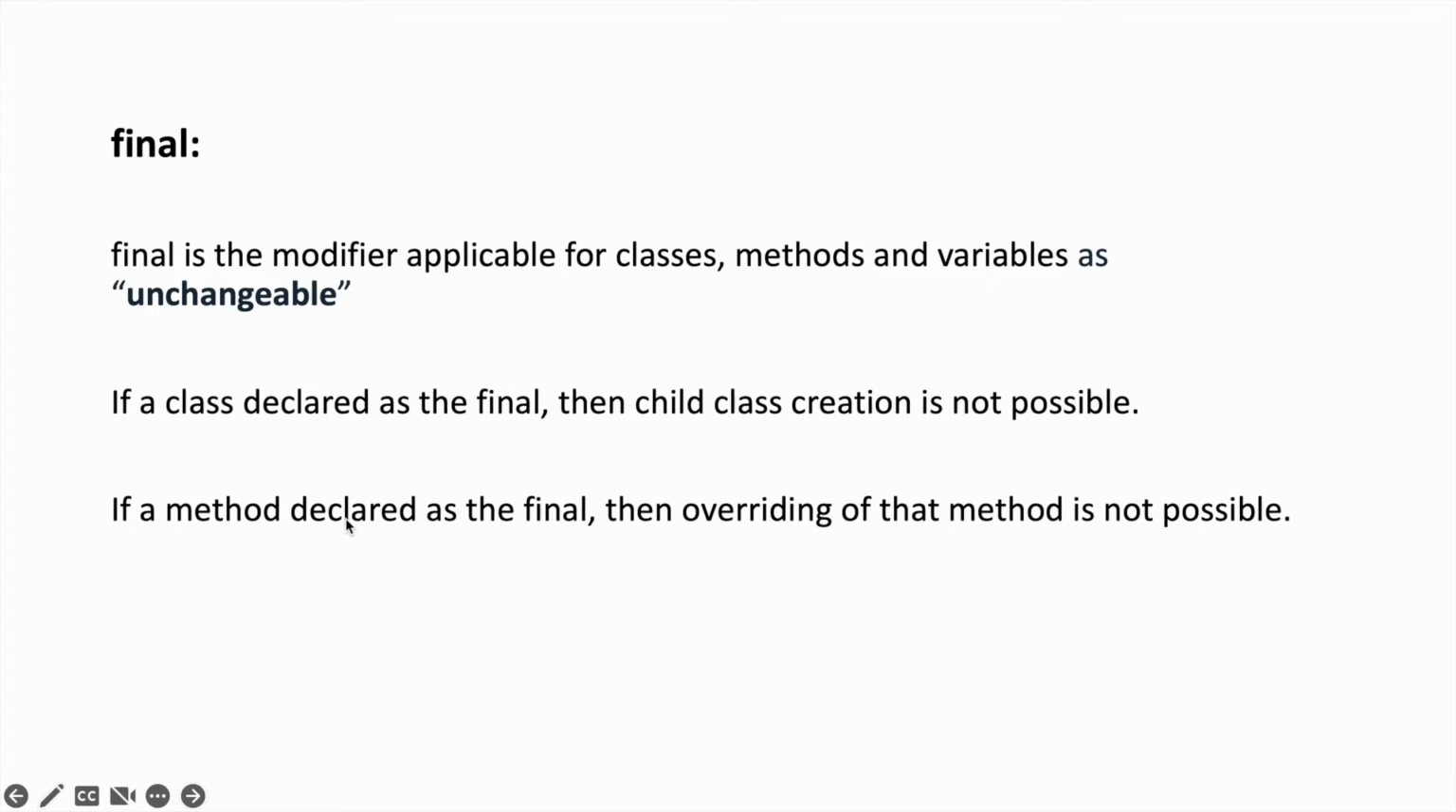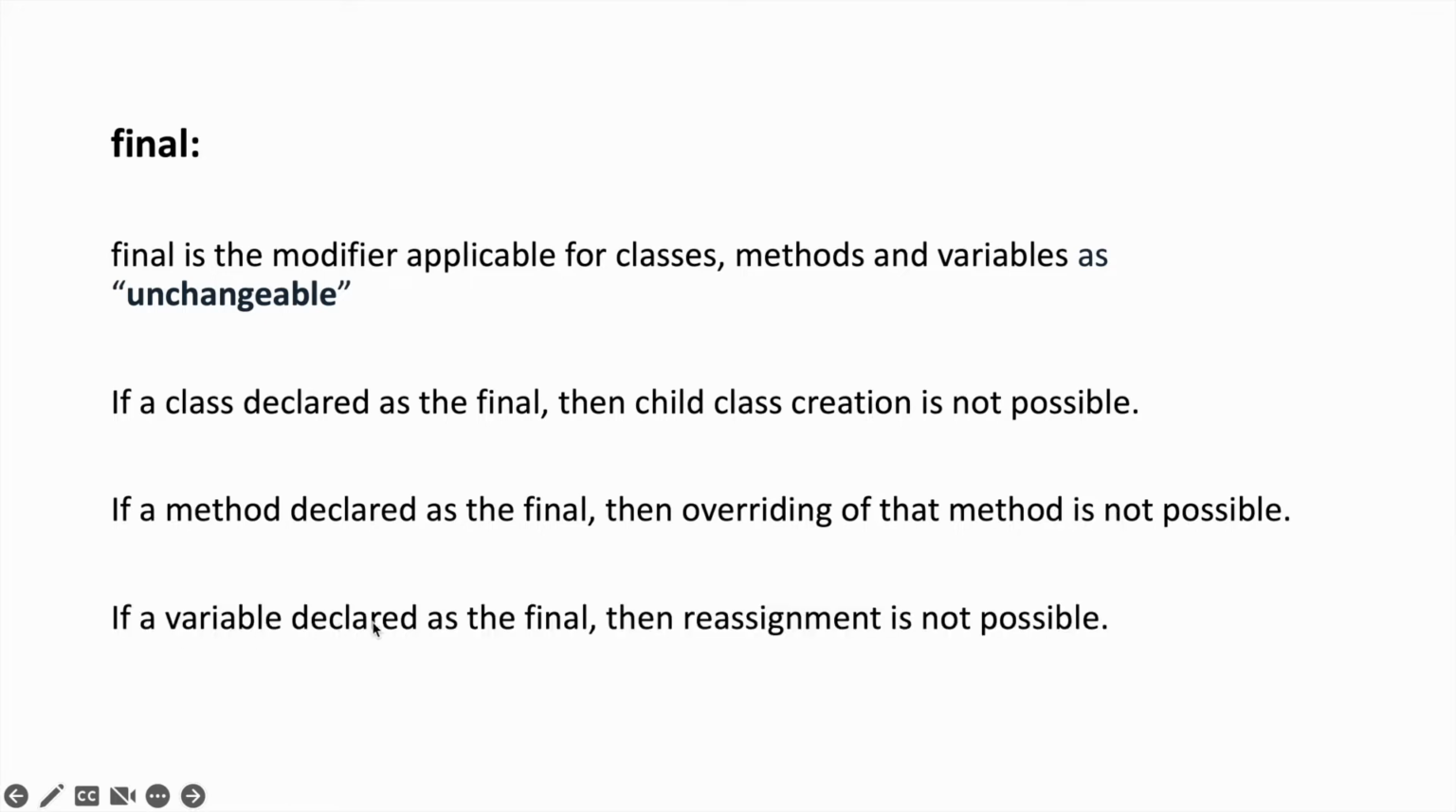If a method is declared as final, then overriding of that method is not possible. If a variable is declared as final, then reassignment is not possible. That means we cannot reassign any value to that variable.